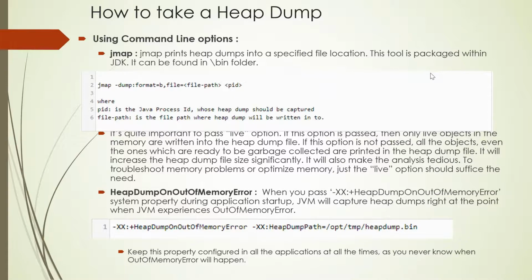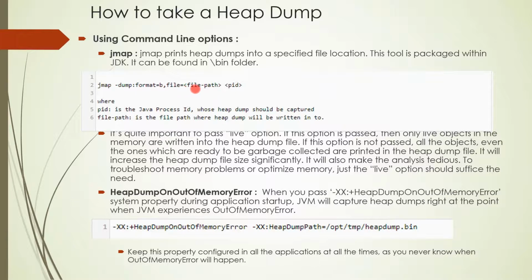So first is your jmap. jmap is very famous, and it is available in your JDK bin folder. You can go and check. There are three basic attributes you need to provide to jmap. First is your format. Most of the time the format you are going to use is binary. So jmap -dump:format=b. I've just tried to give an idea of how this command is going to be used. So jmap dump format is b, binary.